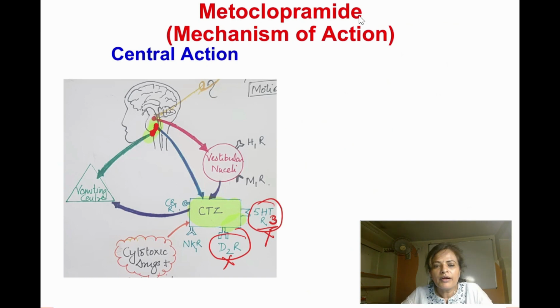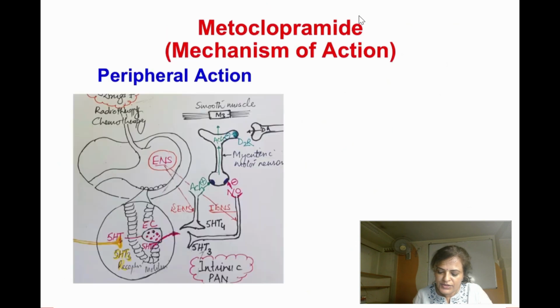So by virtue of blocking these two receptors, D2 and 5-HT3, this drug is going to exhibit anti-emetic action. So apart from the prokinetic, it is showing dual action. So what are the dual effects? One is anti-emetic and another one is prokinetic. So the anti-emetic action is by acting on the CTZ. Now coming to the second one, the peripheral action, which is its prokinetic action.